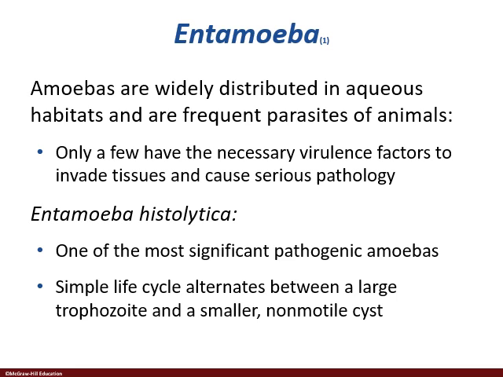Entamoeba histolytica has a worldwide distribution. It's an amoeba found in fresh water, streams, lakes, ponds, wells. It's even found in underground aquifers. Has a very simplistic life cycle.